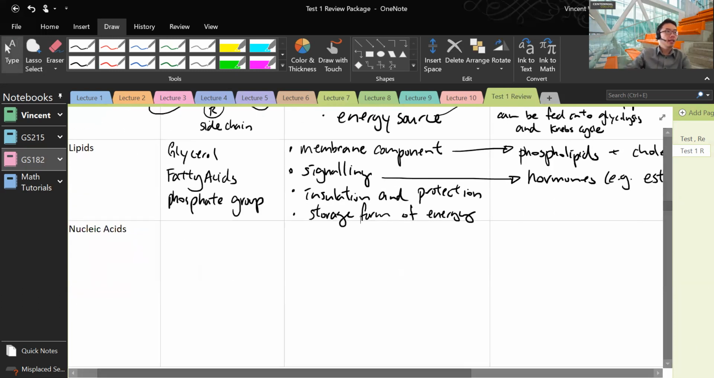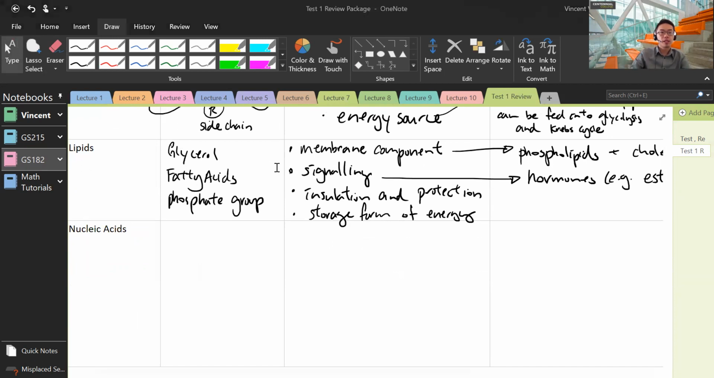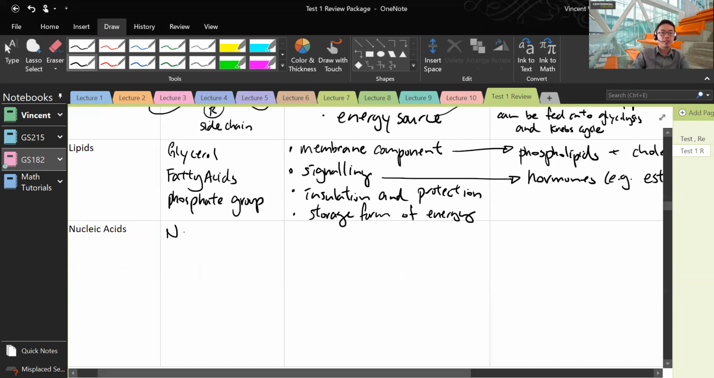Next, we have nucleic acid. The monomer of nucleic acid should be clear by now. It is the nucleotide, which again has the sugar, the phosphate, and the nitrogenous base. So just to list them out for completion: DNA, we have A, C, T, G. RNA, which is single-stranded, has A, C, U, and G.